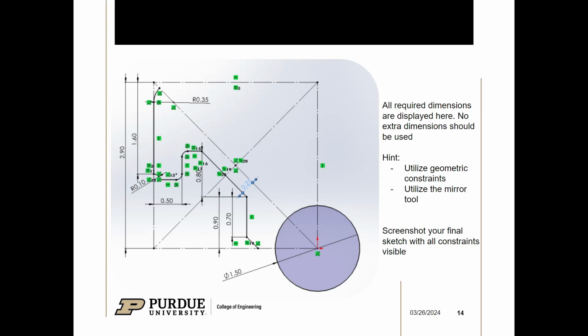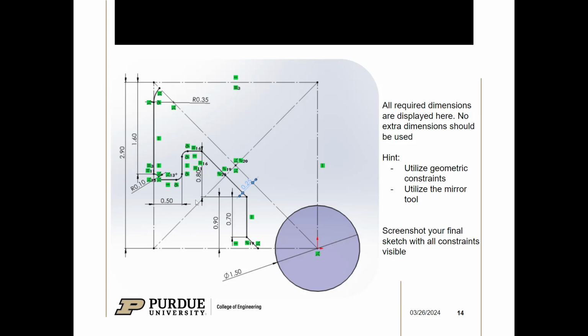This is in the slides. So if you're confused, this is basically a hint. So I created a square with construction lines. So it's a nice square, and then I created all my geometry off of that. But yeah, all the required dimensions are here. You shouldn't need to add these numbers more than once to make it fully defined.